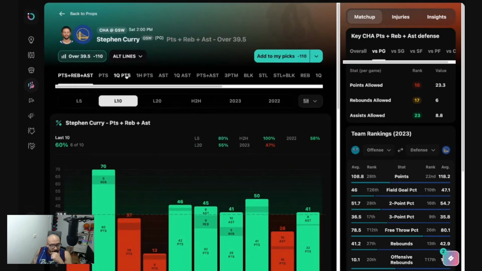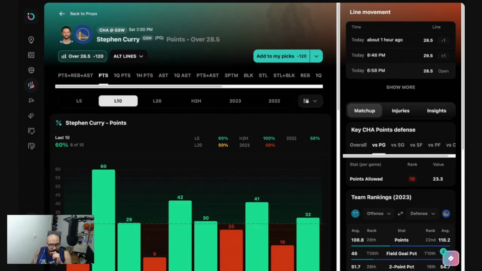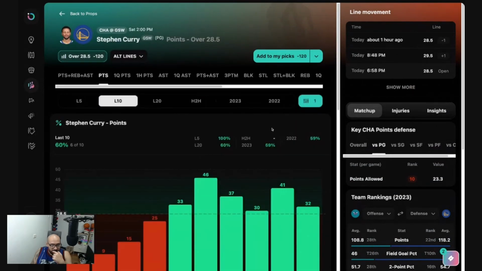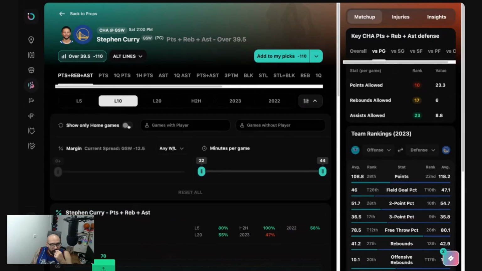Wonder what his points prop is. Do we see the same numbers if we do it like this? 6 out of his last 10, and he's covered in 6 straight games at home. So at home, he scored 30 plus points in 6 straight games, but the matchup is a bit difficult on just points alone. So PRA might be the way to go.